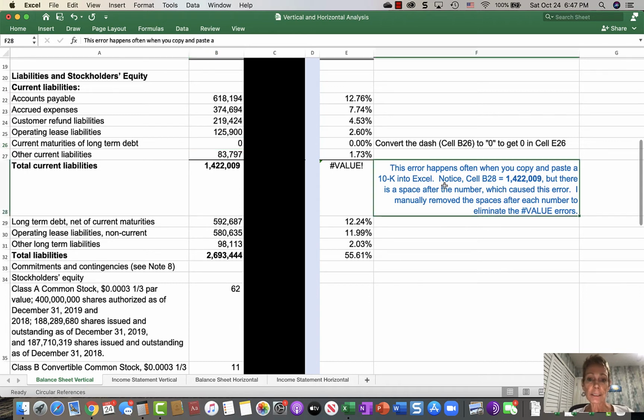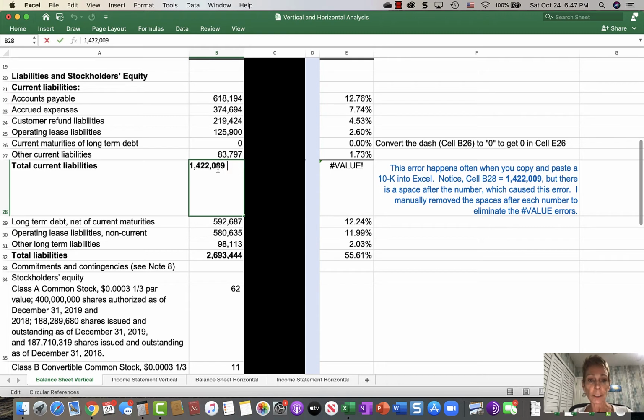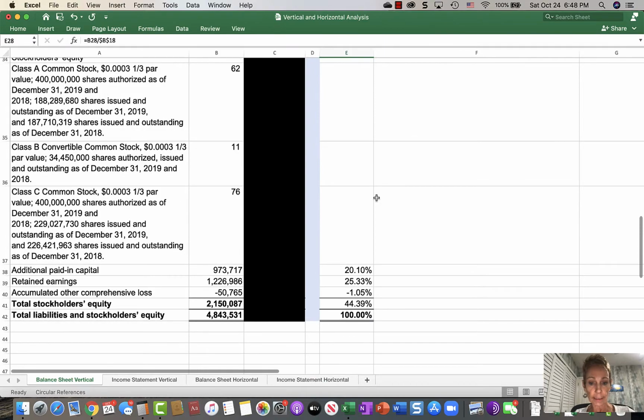Okay, coming down further. Now, this is an error that will only occur if you have copied and pasted from an SEC 10K into Excel. When it copies, I'm not sure why this happens, but it puts an extra space after every number. I've corrected all the numbers up to this point, but I wanted to show this to you so that you will know how to do that. So here's the number. When I copied and pasted, notice after the 9, there's a little space there. If you back up or delete that space and then hit enter, then the error message goes away and you end up with a percentage. So total current liabilities is 29.3% of total assets. Okay, I believe that's the only error. Yes, that's the only error here.